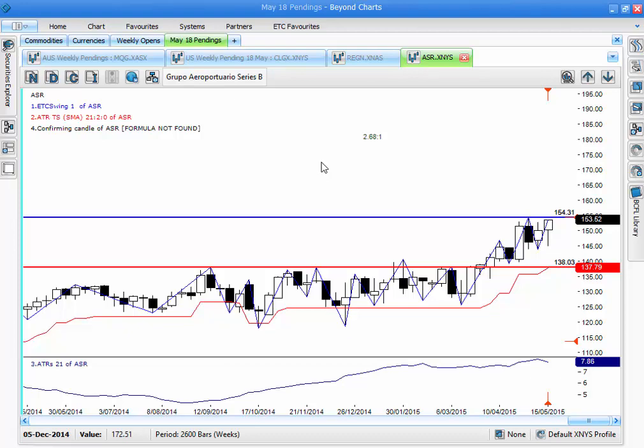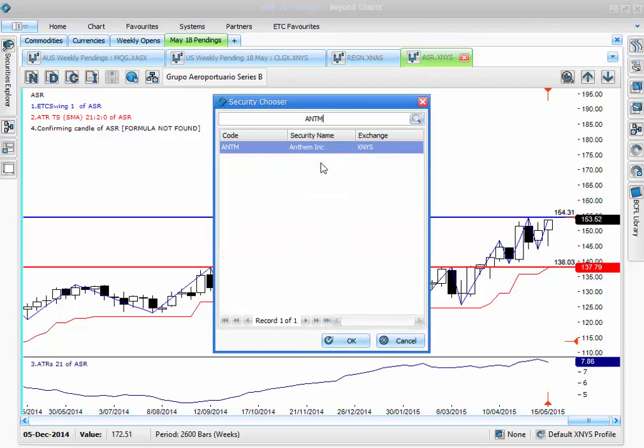Kim said ANTM. Still looking okay, as it has not moved 1% above last week's trigger and has another confirming candle to boot. ANTM.